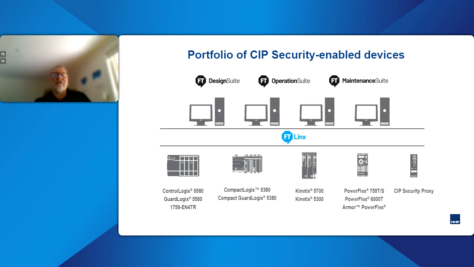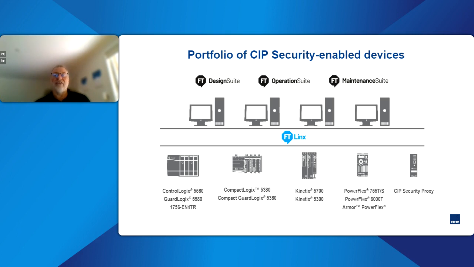The Kinetix drives, some of the PowerFlex drives, both low voltage, medium voltage, and the armored on machine stuff. And then this thing called a proxy server, which I'll talk about in its own right, a couple of slides on. And the other big one is FactoryTalk Linx. So these are the current products. You'll see Flex 5000 IO adapters, and you'll see a whole lot of other stuff come through in the future. But this is currently, at this moment, what supports CIP security.